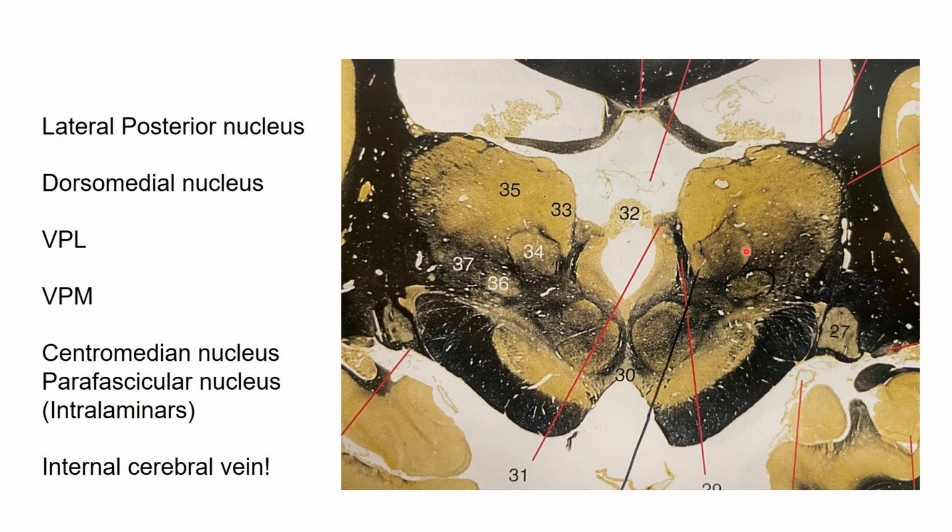Okay, so now we're pretty far back. This is the side we've looked at before. We have the just barely there pineal gland. We have our habenula. We have our lateral posterior nucleus instead of our pulvinar. Dorsomedial still going strong. Now we have that VPL, VPM, like I said. So here's the VPM, VPL, centromedian, parafascicular. Those are our intralaminar nuclei. And then a little fun extra note is you can see the lumen here of your internal cerebral vein.